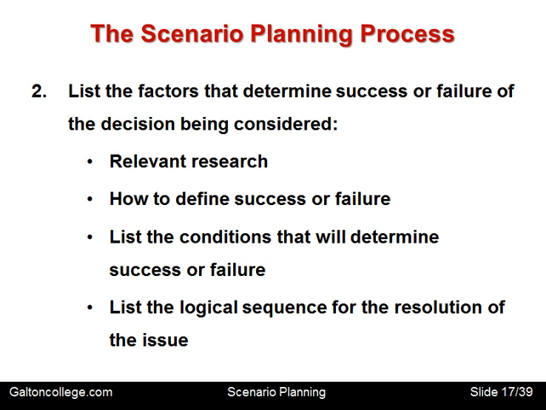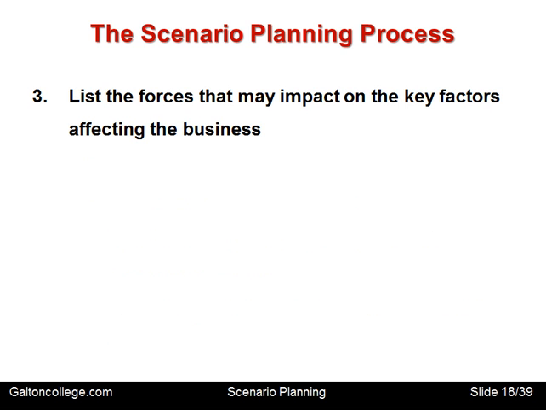So list the factors that determine the success or failure of the decision being considered means list the factors logically. What determines what? What goes before what? What's a precondition? So it's a logical approach. Next, list the forces that may impact on the key factors affecting the business. What are the key forces that impact on the business?